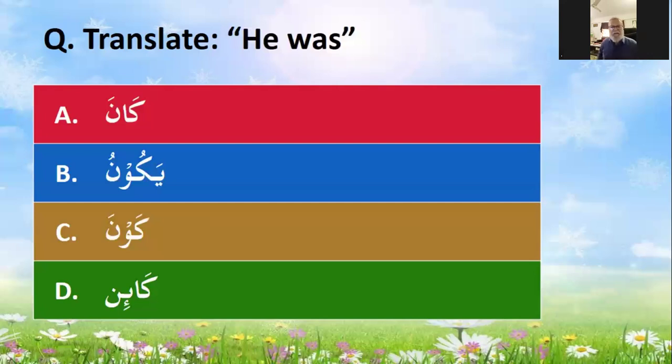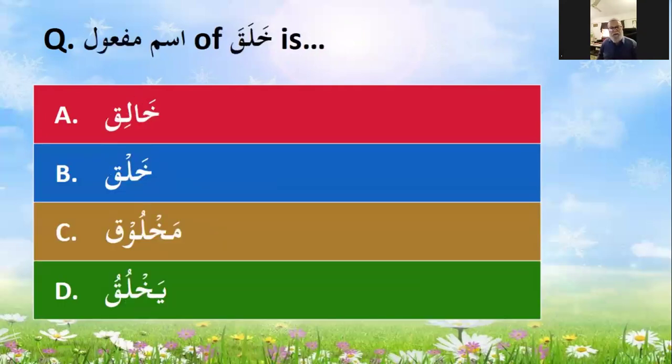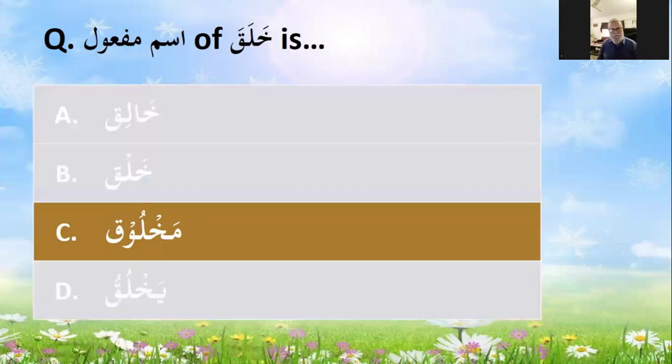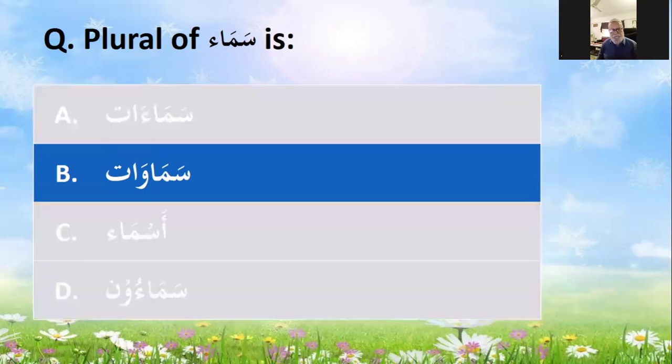Kana, yakunu, kauna, kain. A, B, C, D. Kana. Yes, was. The maf'ul of khalaqa is khaliq, khalq, makhluq, yakhluqu. Makhluq, okay. Plural of sama is samawat, asma, samawuna. A, B, C, D. Samawat, B. Okay.